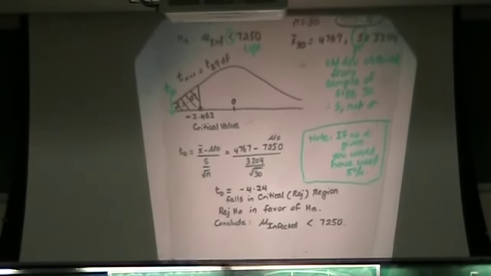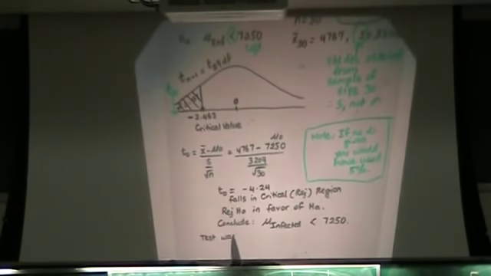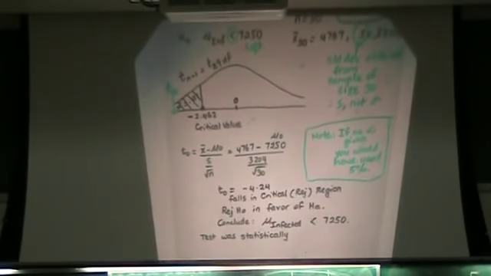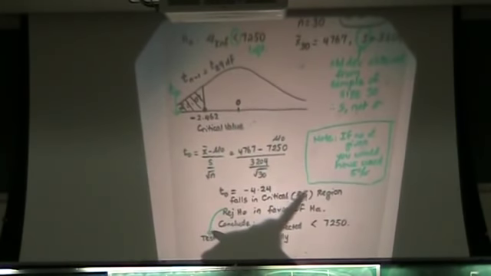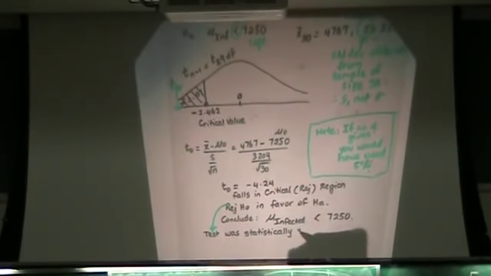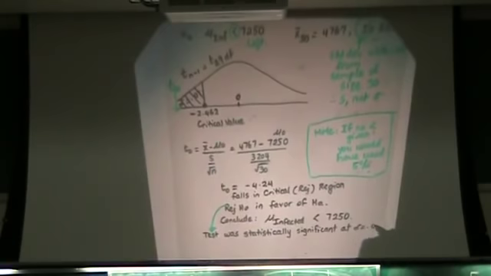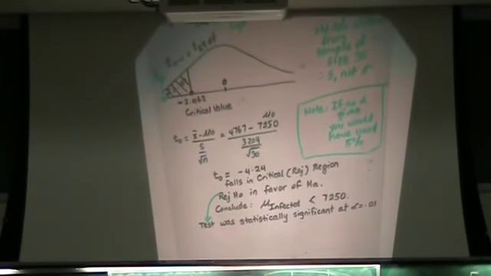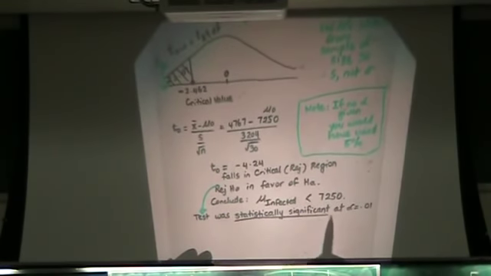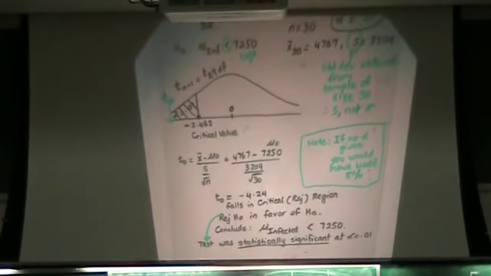So another way of saying this is that the test was statistically significant. Whenever you reject H naught, it's equivalent to saying the test was statistically significant at alpha equals 0.01. When you do not reject H naught, it's like saying the test was not significant. By significant, I mean significantly different than stated in the null. That means reject H naught. You're rejecting the null because your results were statistically significant, meaning significantly different than what was stated in the null hypothesis.